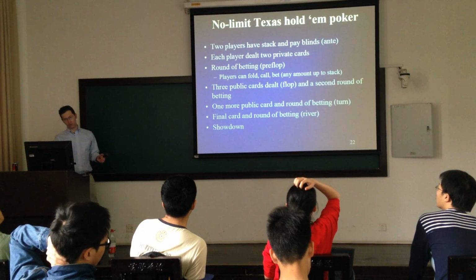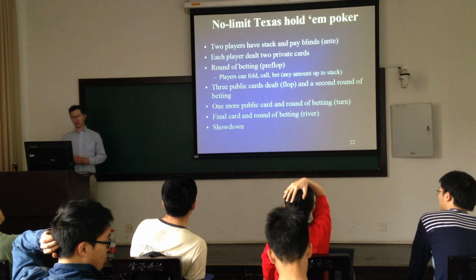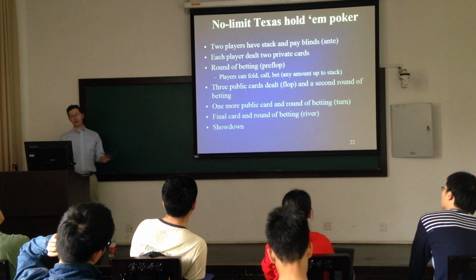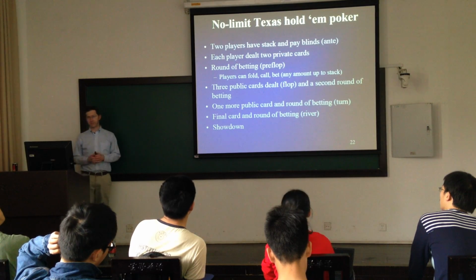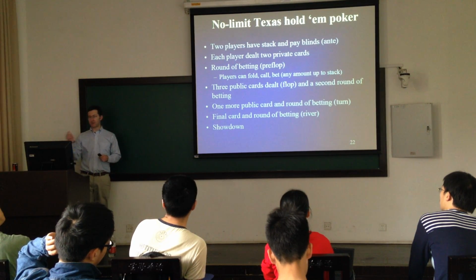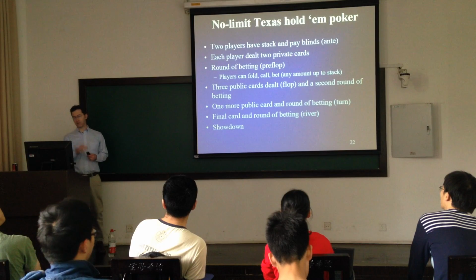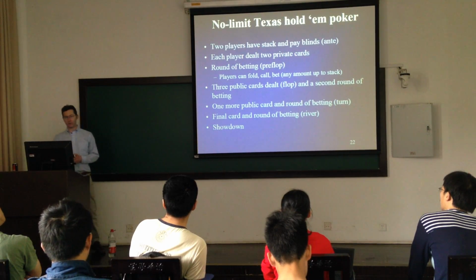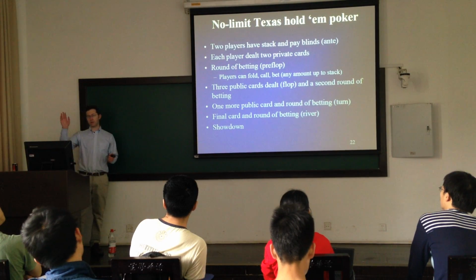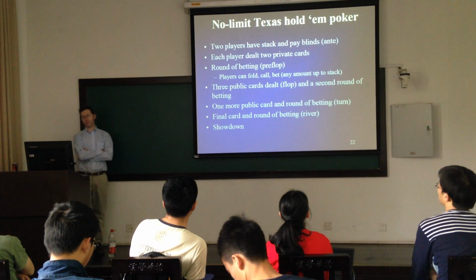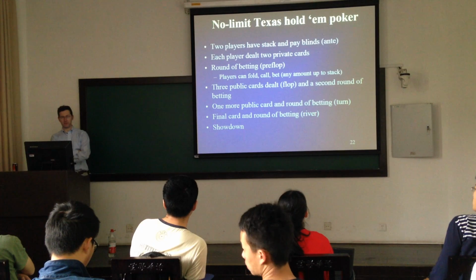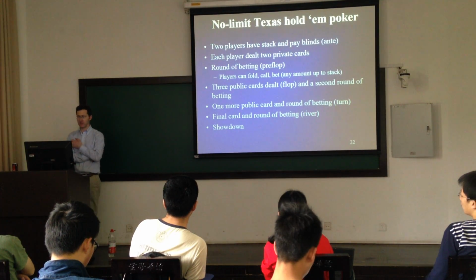The first round is called the pre-flop, and players have several possible actions they can do. They can fold, which is basically to forfeit the pot to the other player. They can call and match the bet made by the other player and remain in the pot, or they can bet or raise any amount additionally up to what they have left in their stack. Now, if the player folds at any point, then he just basically forfeits the pot and the other player wins.